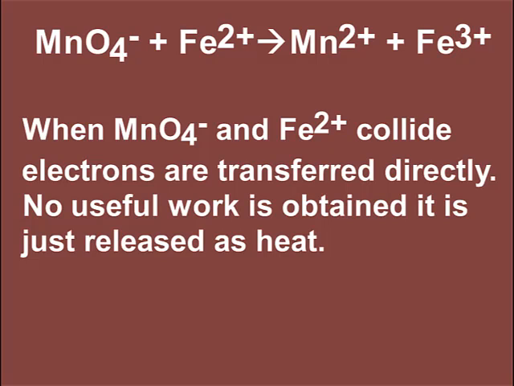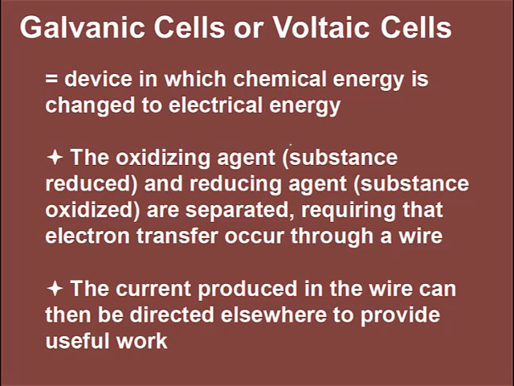Here we have a redox reaction when permanganate reacts with iron 2 ion. We produce manganese with a +2 charge and iron with a +3 charge. So when these collide directly, no work is actually obtained because it's just going to be released as heat. In a voltaic or galvanic cell, though, we can convert that chemical energy to electrical energy.